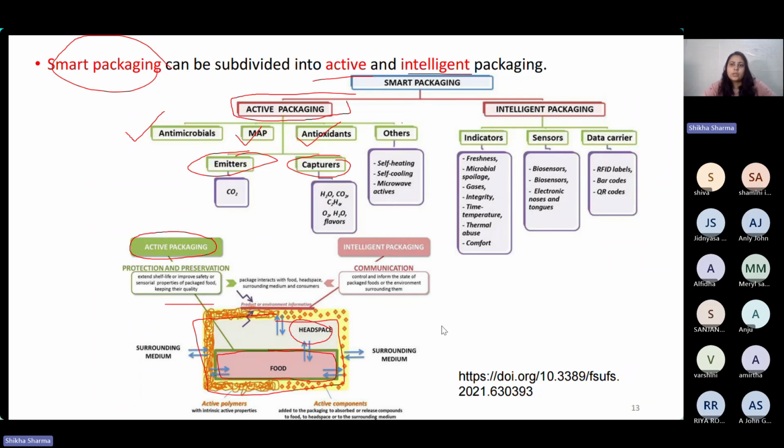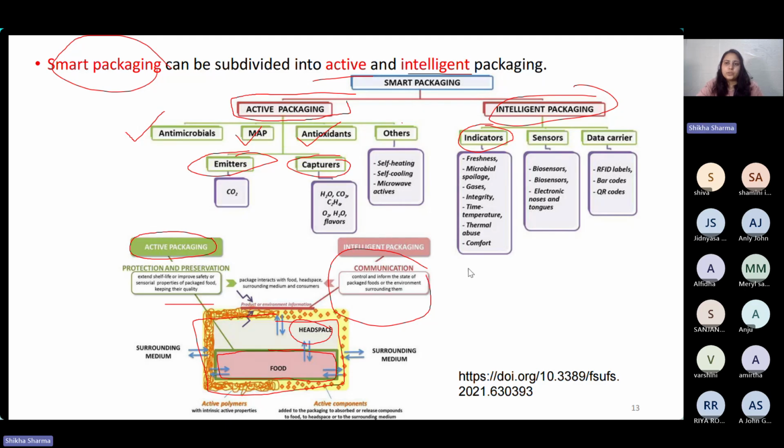decrease the spoilage. Whereas in intelligent packaging, there can be ways of communicating. So it includes indicators. If the product is getting spoiled, some indicators like pH-based ones will be there, which can, if the pH of the product changes or if the temperature changes, change the color of the packaging material. So we can understand, okay, the food is not safe to consume now, it is spoiled.